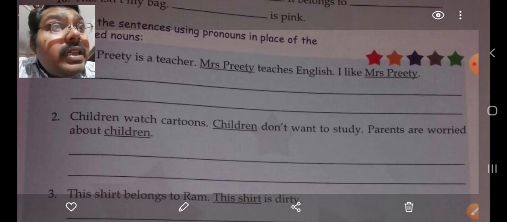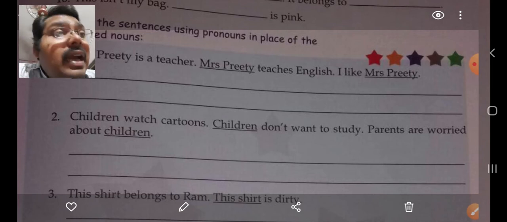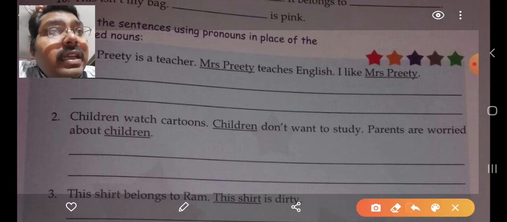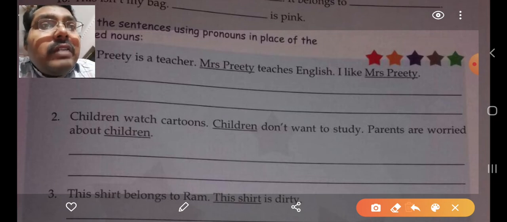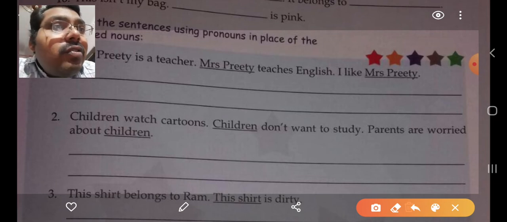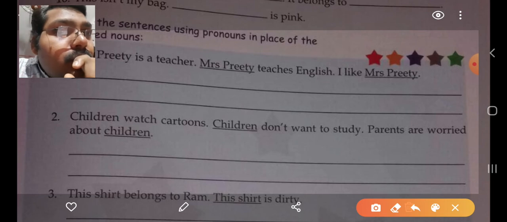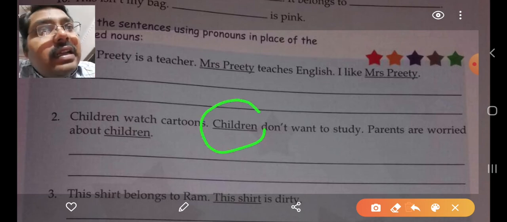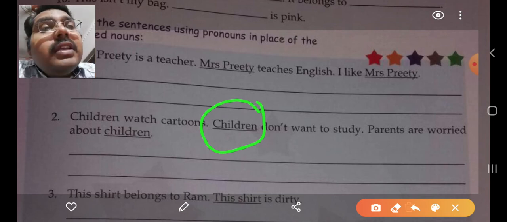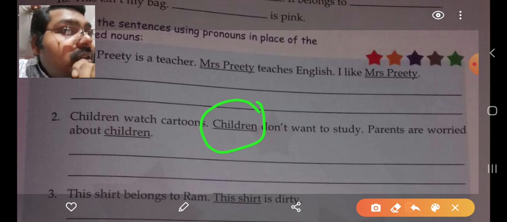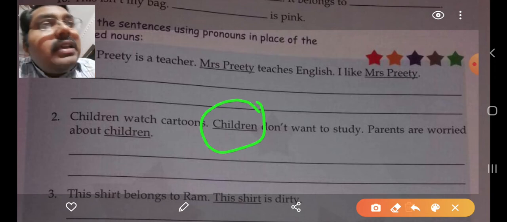Now you need to see in which position it is written in the sentence in which we need to change it. Children watch cartoons. Children don't want to study. In the second sentence, children is underlined. Who doesn't want to study? Children. Children is the subject, the doer of the work. So it is placed as a subject.